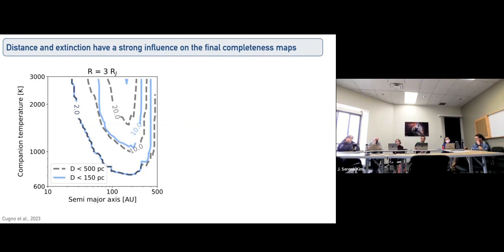And we see that in most regions, these two completeness maps agree with each other, meaning that basically all the statistics, all the information, is provided by the nearby targets. For the farther out targets, we have poorer angular resolution and poorer sensitivities, and therefore they are not really providing any information when trying to do statistics with these surveys.